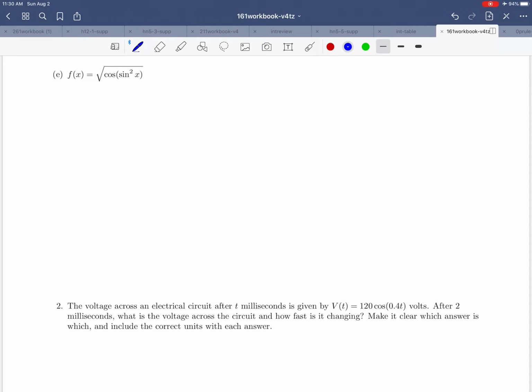Hello everybody, and welcome to exercise 1E on page 51 of the workbook. In this question, they're asking us to take the derivative of the function square root of cosine of sine squared of x. That is a pretty complicated function that we're looking at.